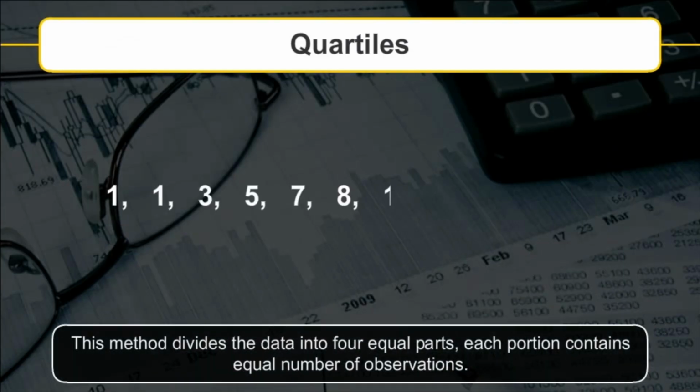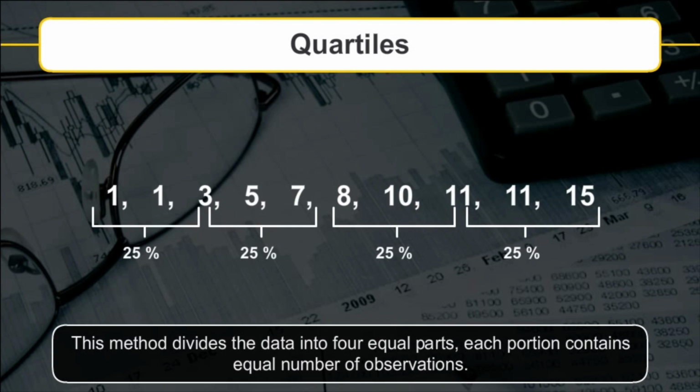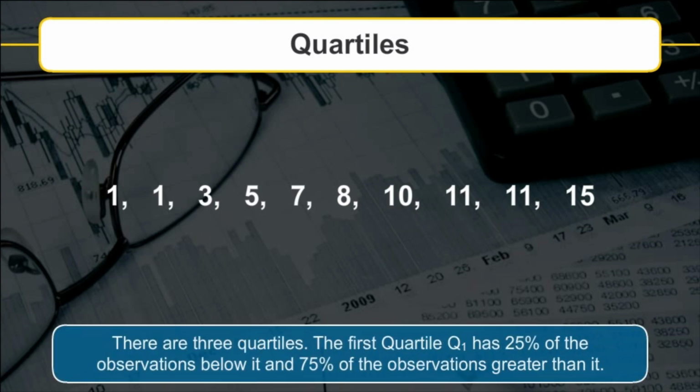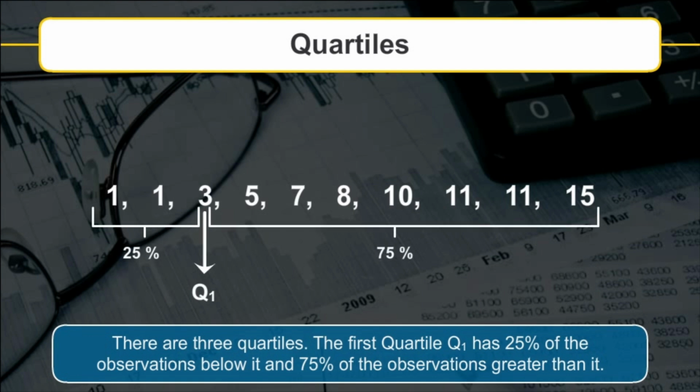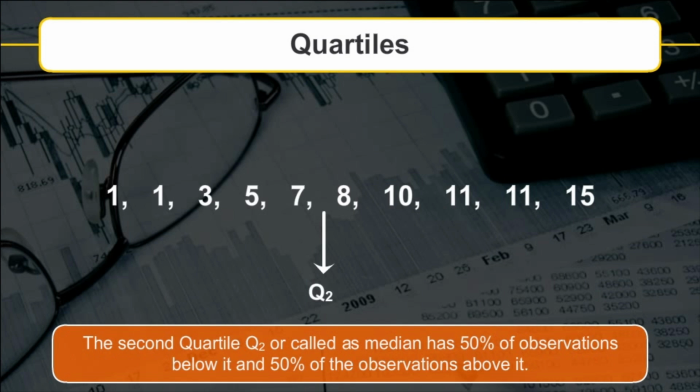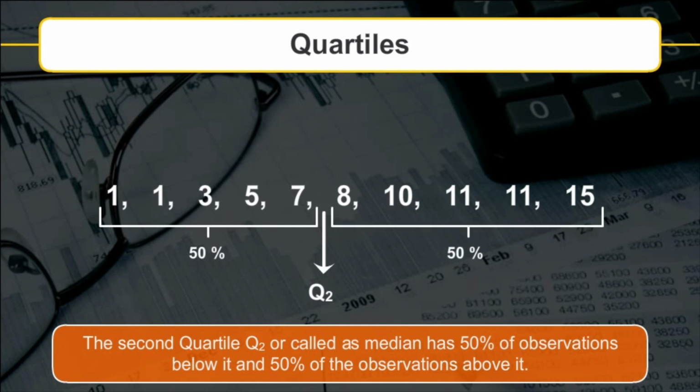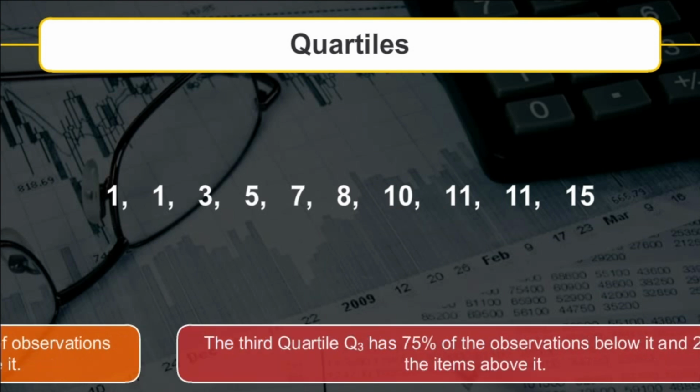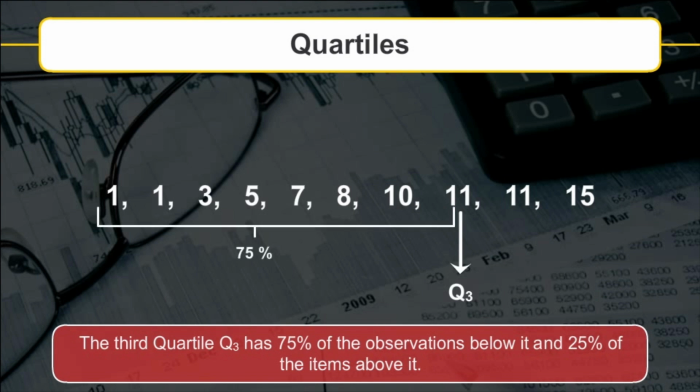Quartiles. This method divides the data into 4 equal parts. Each portion contains an equal number of observations. There are 3 quartiles. The first quartile, Q1, has 25% of the observations below it and 75% of the observations greater than it. The second quartile, Q2, also called the median, has 50% of observations below it and 50% of the observations above it. The third quartile, Q3, has 75% of the observations below it and 25% of the items above it.